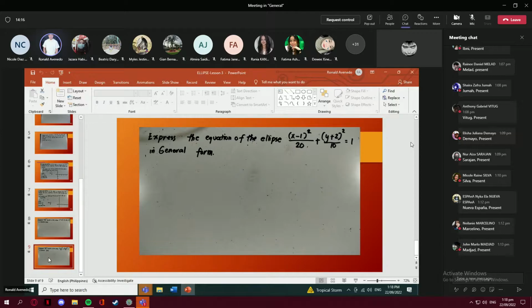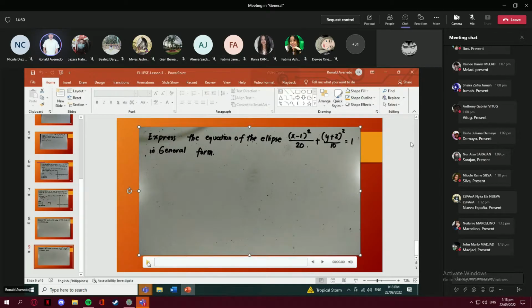So this time we'll have the opposite, rewriting from standard form to general form. Earlier, it was from general to standard. This time, from standard to general form. Express the equation of the ellipse, the quantity x minus 1 squared over 20 plus the quantity y plus 2 squared over 10 is equal to 1 in general form.